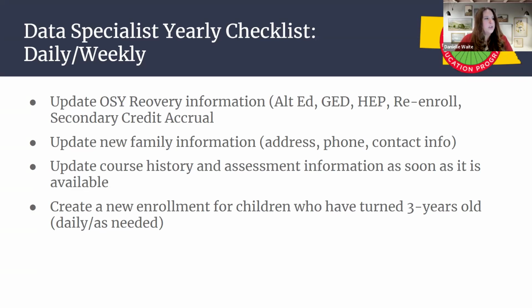And then create a new enrollment for children who have turned 3 years old, as it happens, as needed. I know that's not a requirement. We do have to verify that children who have turned 3 years old are still in our project when they've turned 3 years old. But as a state, we've found it to be more helpful to just give them a new enrollment line, and then we can tie everything to that enrollment line.